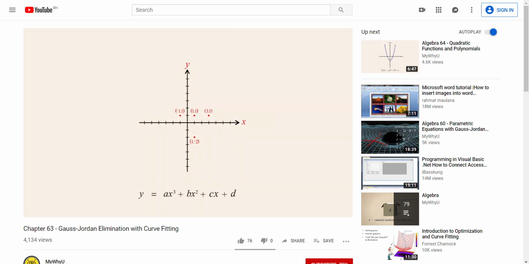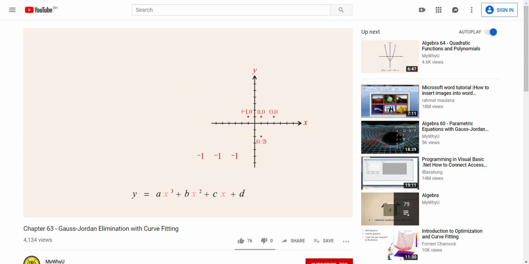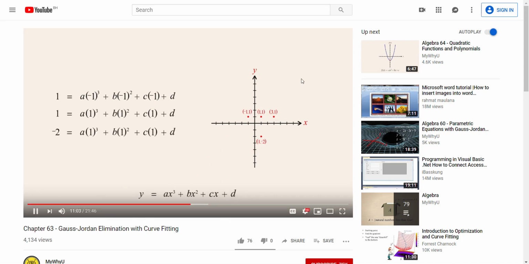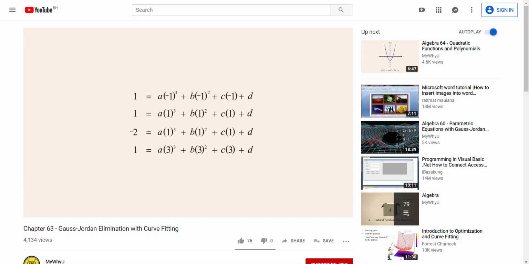To solve for A, B, C, and D, we once again substitute the values of x and y from each of the 4 points into our equation, giving us a system of 4 equations in 4 unknowns. We then rearrange and simplify the equations.